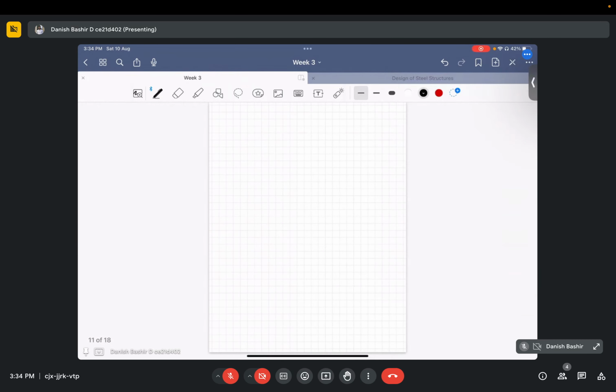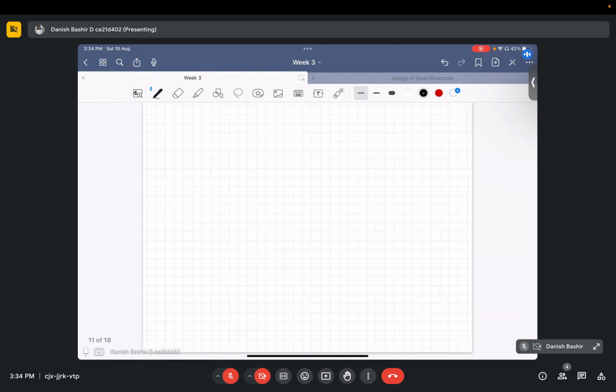So the strength of the riveted joint per pitch length. For that we have to multiply by the number of rivets per pitch length. That is n dash pi by 4 d square tau vf.